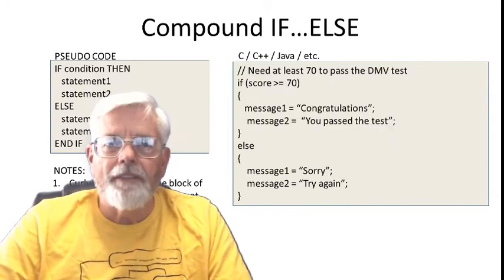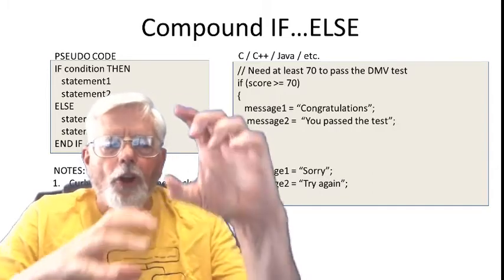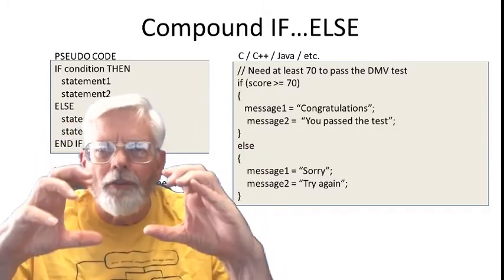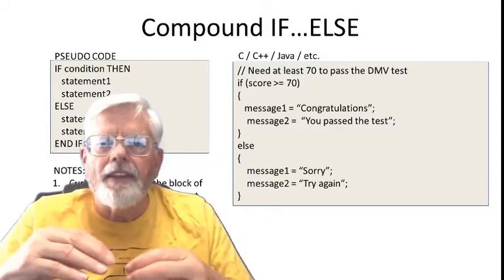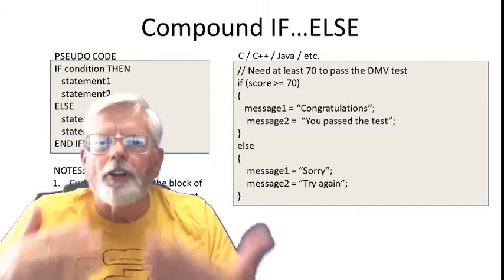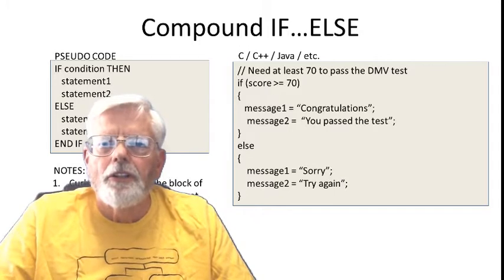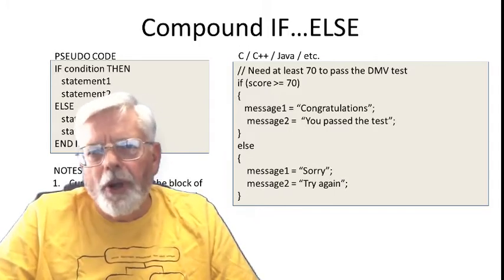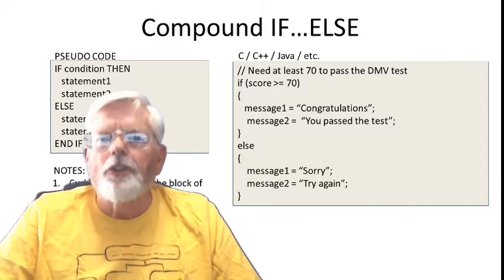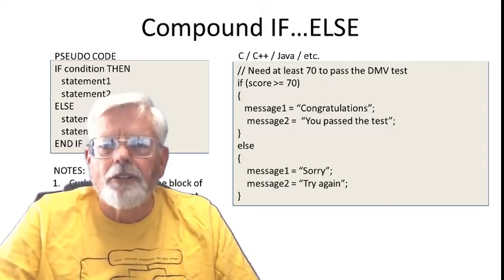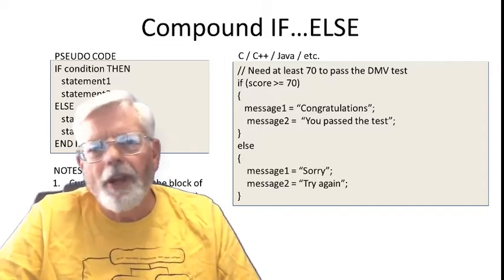Here's the compound if else. Remember, I need those curly braces to create a block of code, so then I'll have more than one statement hooked up to the if, and I can have more than one statement hooked up to the else. So if score is greater than or equal to 70, congratulations. Also, you passed the test. Else, sorry, try again.